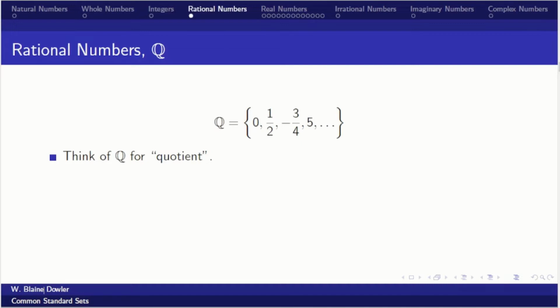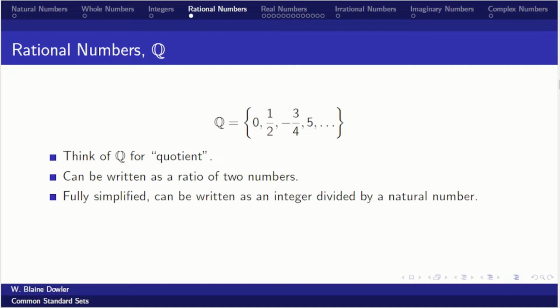Now the rational numbers have the symbol Q. Think of Q to stand for quotient, since they are fractions. In fact, that is the definition. You can write it as the ratio of two numbers, and these are numbers in sets we have already defined. So fully simplified, so when you've reduced your fraction, it can be written as an integer divided by a natural number.